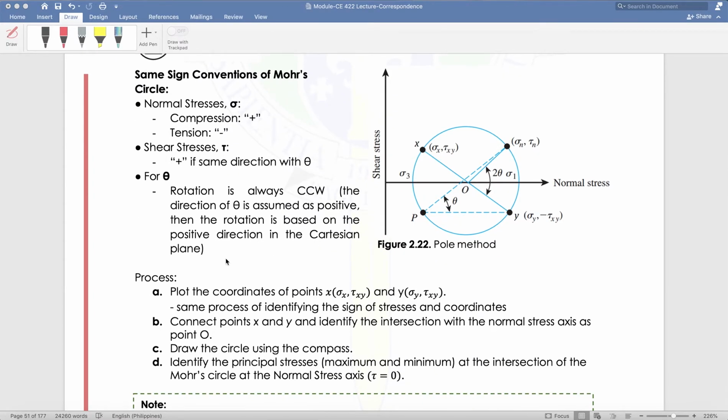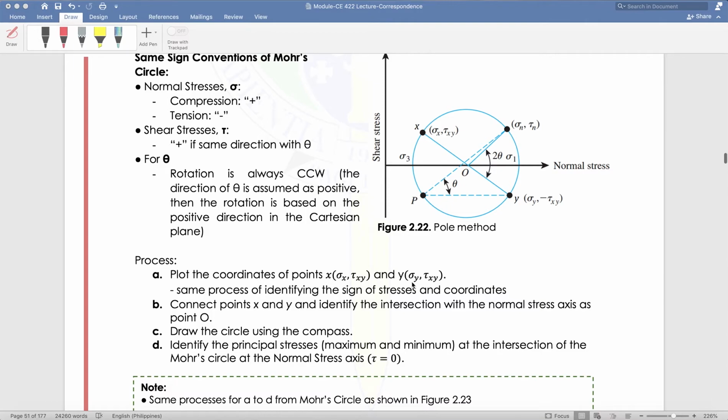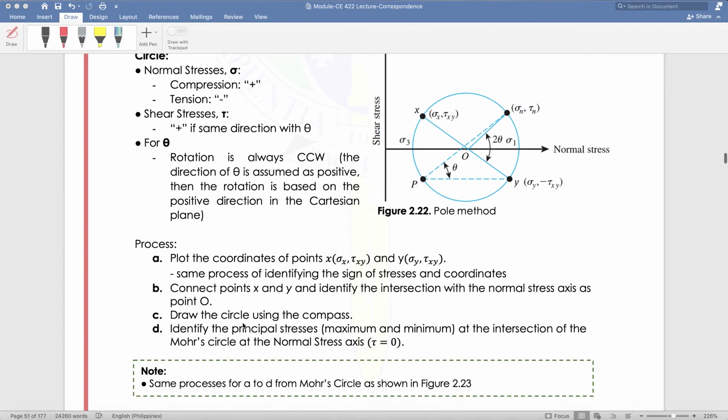Now, for the process, plot the coordinates x and y. For x, we have sigma x, tau xy. For y, we have sigma y, tau xy. Same process of identifying the sign of stresses and coordinates. Letter B, connect the points x and y and identify the intersection with the normal axis as point O. Then draw the circle using the compass. Then identify the principal stresses where tau is equal to 0.